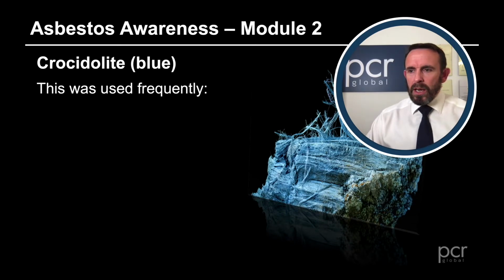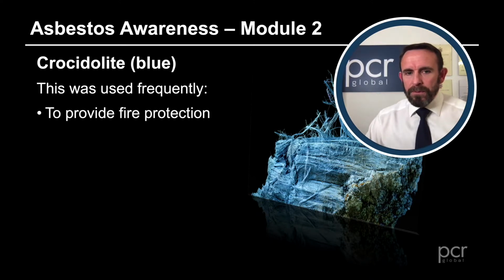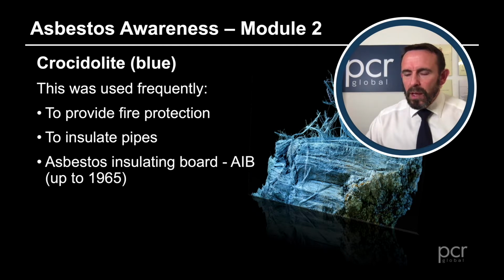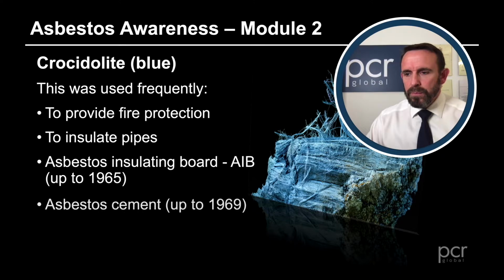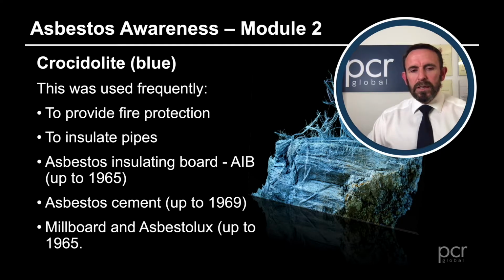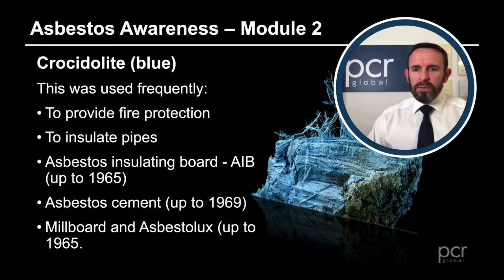And the third type we're going to look at is blue asbestos, crocidolite, which was used frequently to provide fire protection, to insulate pipes. It was also used in asbestos insulating board up to about 1965. It was used in asbestos cement up to 1969, and also millboard and asbestolux up to 1965. So millboard is another sort of asbestos insulating board, and asbestolux was a trade name for one type of AIB, asbestos insulating board. So that's the three types.